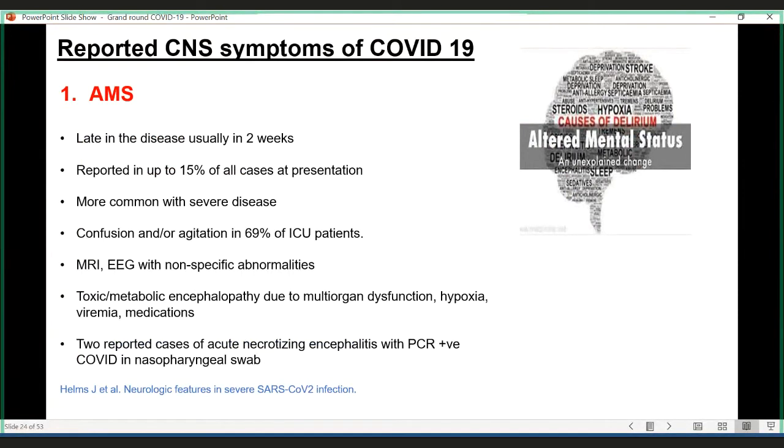Altered mental status with COVID-19. Unlike the headache and the dizziness, it usually happens a little bit later, like 2 weeks after the infection, and most commonly happens in severely ill patients. One study found that up to 69% of the patients admitted to the ICU with COVID had some sort of mental status changes. Usually the investigations with MRI and EEG show non-specific abnormalities, which makes us think the altered mental status is likely related to toxic metabolic encephalopathy and multi-organ dysfunction. Although some case reports have shown acute necrotizing encephalitis to be the cause in a few patients.